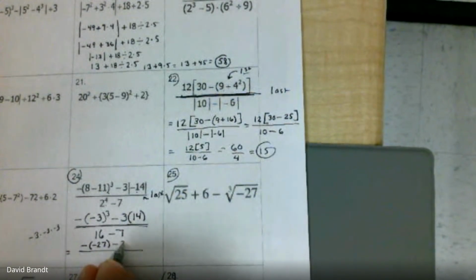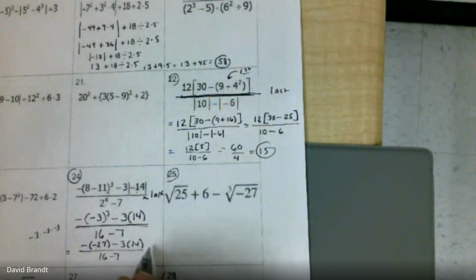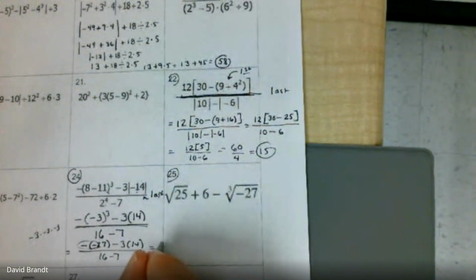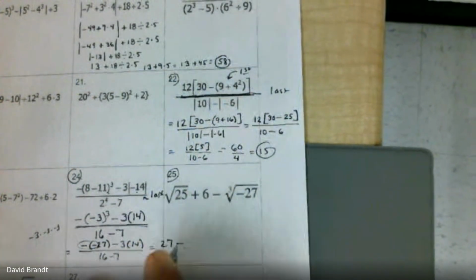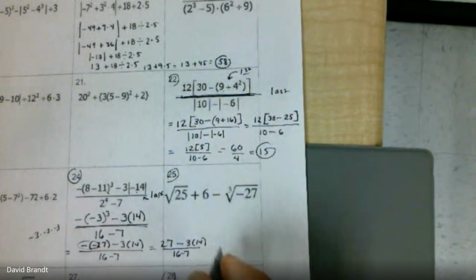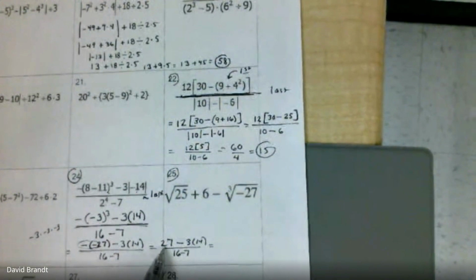All right, minus 3 times 14. Down the bottom, that's 16 minus 7 still. All right, now that is a double negative. I told you before, when you have absolute value, you've got to do the inside of the absolute value first. But here, that is a double negative. Double negative, that's a positive 27. Minus 3 times 14 over 16 minus 7.